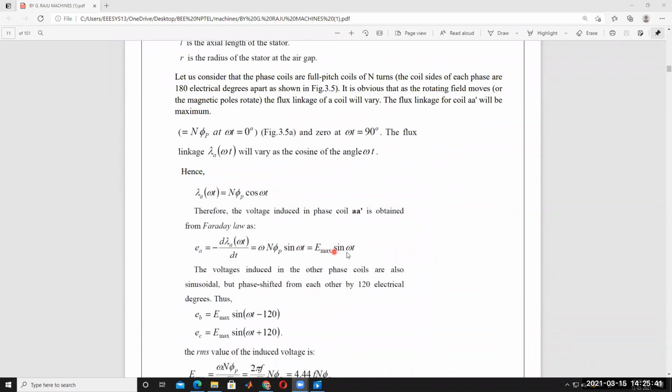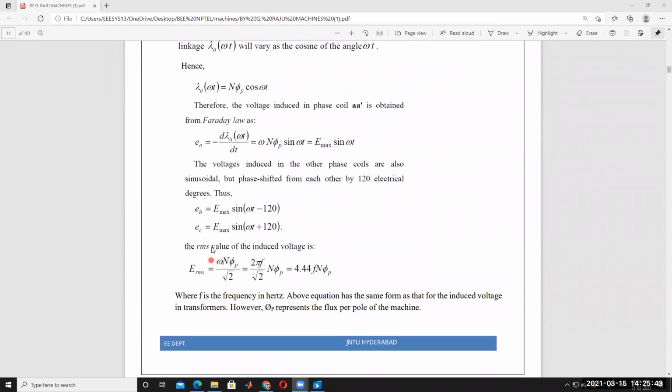E_A is equal to E_max sin omega t, and that is called the R phase. For example, this is the R phase: E_R is equal to E_max sin omega t. E_Y is equal to E_max sin omega t minus 120. Then E_B is equal to E_m sin omega t plus 120, or minus 240. Understood? Minus 240 or plus 120 is also the same.